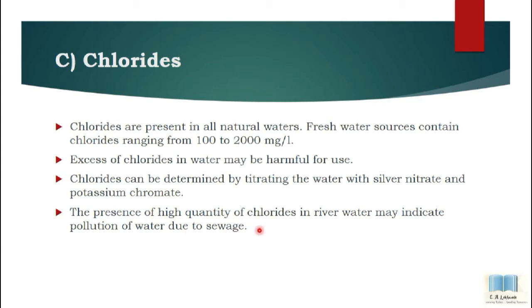In this, the sewage means the domestic and industrial waste. Okay, chlorides means chemicals which are mainly because of intrusion of seawater and domestic and industrial waste into the water supply scheme. So the chlorides are present in all natural waters. Freshwater sources contain chlorides ranging from 100 to 2000 mg per liter. So the excess of chlorides in water may be harmful for use, for domestic as well as public use.